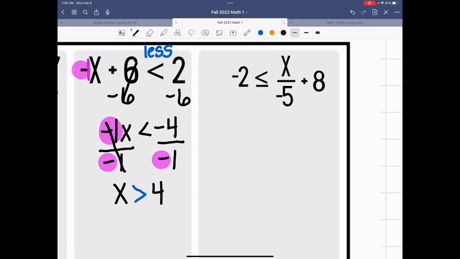All right, and for this one, if you want to rewrite it, that's perfectly fine. Just remember that when you rewrite it, you need to make sure that your inequality sign is facing the correct side. So this inequality needs to be opening up to this side. So if I do x divided by -5 plus 8, I need to open that up to that same side. So it's going to be greater than or equal to -2.